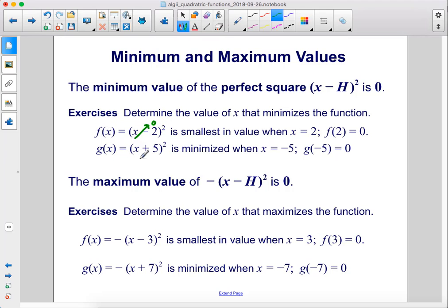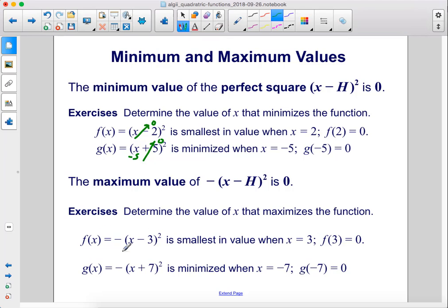g of x equals (x plus 5) squared is minimized when x equals negative 5. If we put negative 5 in here, then this whole thing becomes 0. The maximum value of negative (x minus h) squared is 0. Determine the value of x that maximizes the function.